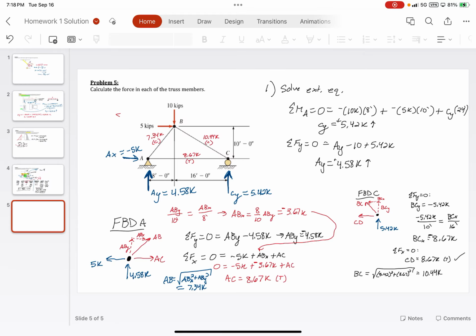You have two unknowns, so take a moment. Take a moment about G, you would find AY is 0. Or take a moment about A, you would find that GY is 10. Okay. All right? Yeah, that makes sense. Thank you.